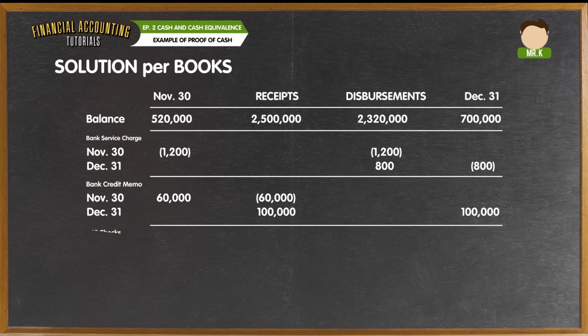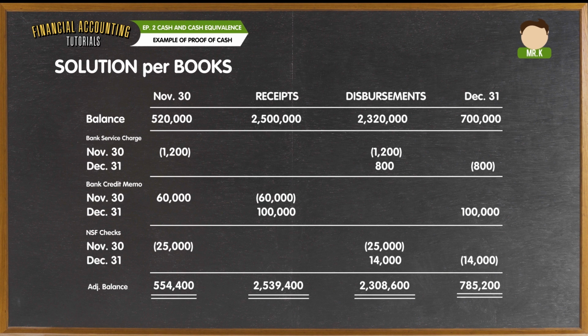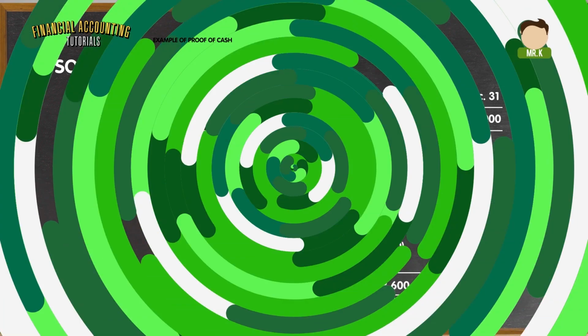Lastly, NSF checks are bouncing checks. For the previous month, since it is really for the previous month but was only deducted on this month's balance, we need to remove it in the November column. Since it was recorded in the ledger as a disbursement this month, we need to deduct it. For the current month, since we are going to credit cash, it is a disbursement, so we are going to add it in the disbursement column. And since it is a disbursement, we need to deduct it in the December 31 column.